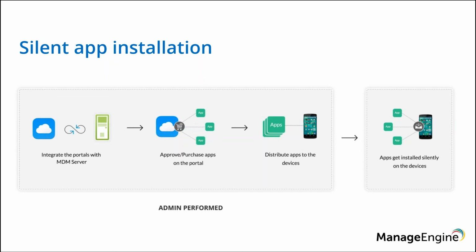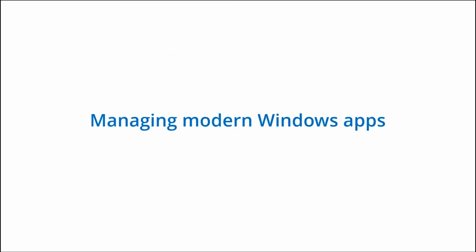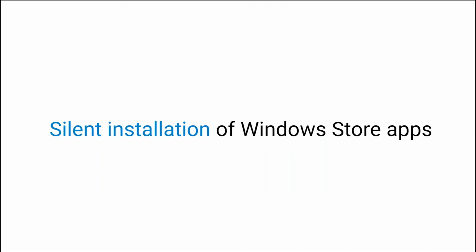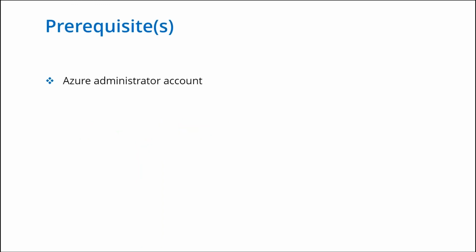So this is clearly the same integration option that was provided for your iOS mobile devices or your Google devices as well. Integrate the portals, approve applications, distribute the applications to your machines, and voila, the applications would be silently installed on them. And now for managing modern Windows applications. First, it would be the same option wherein you can silently install your Windows Store apps. You can integrate the store with the MDM solution and then distribute it to your users itself.